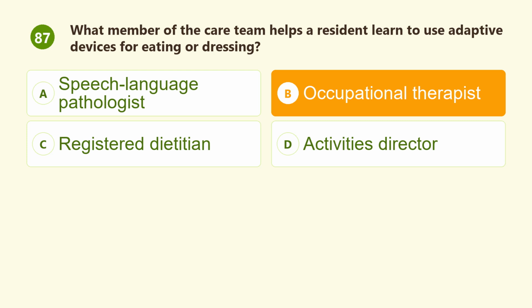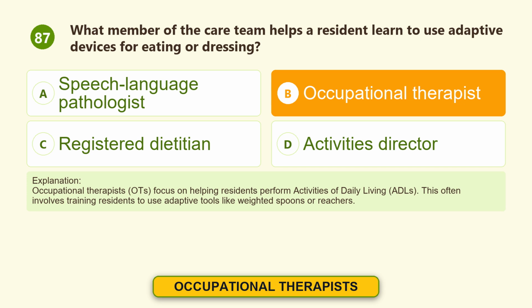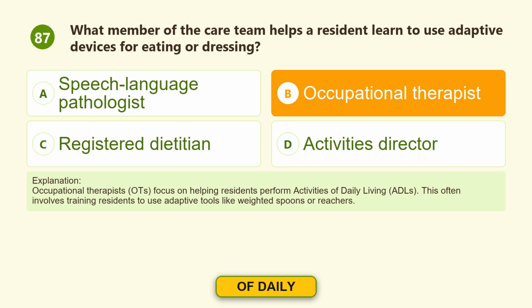The correct answer is option B, occupational therapist. Occupational therapists, OTs, focus on helping residents perform activities of daily living, ADLs. This often involves training residents to use adaptive tools like weighted spoons or reachers.